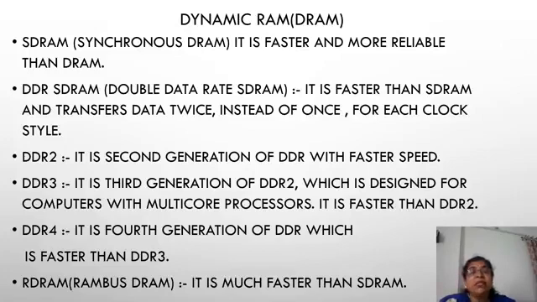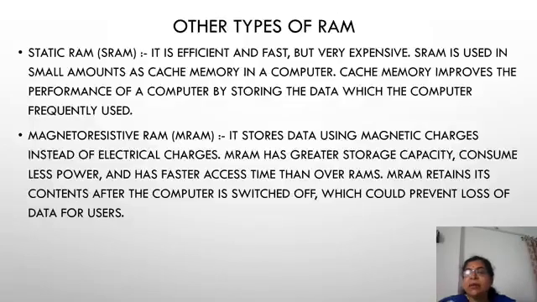Okay, SDRAM types we have seen. RDRAM is much faster than SDRAM types. Okay, so which is the fastest in the latest computers? Faster memories, RDRAMs are used. Other types of RAM, static RAM. It is efficient and fast but very expensive. SRAM is used in small amounts as cache memory in a computer.